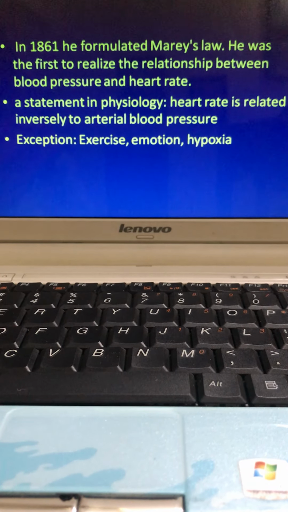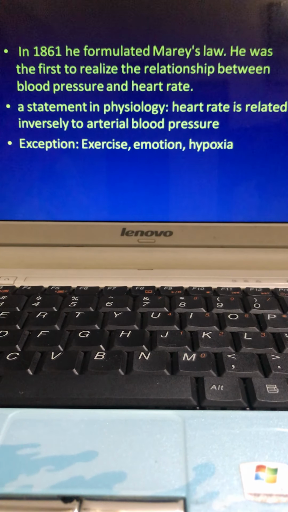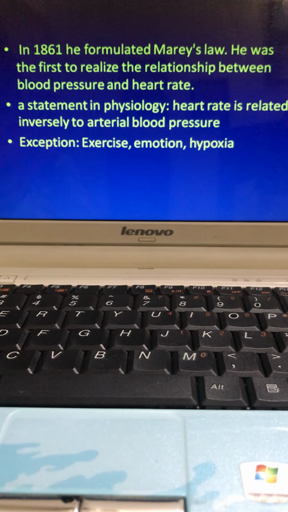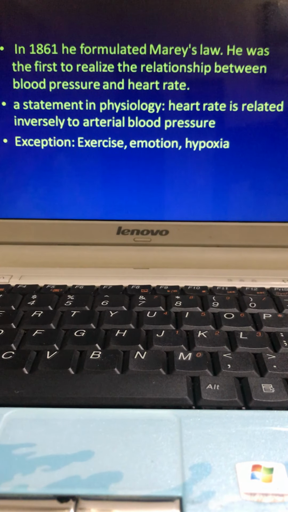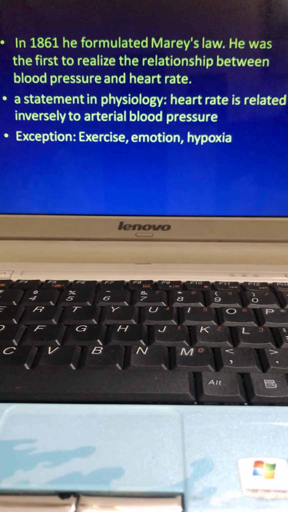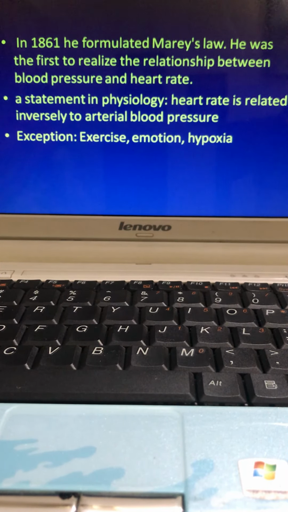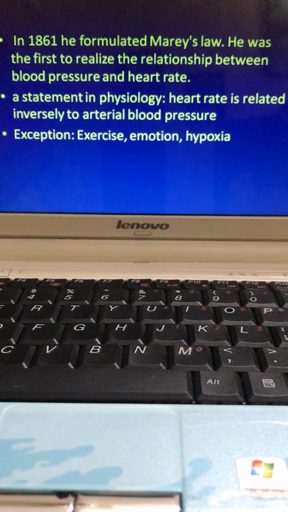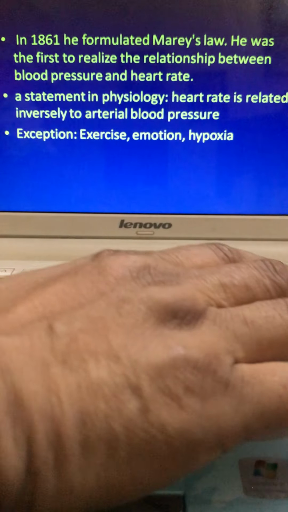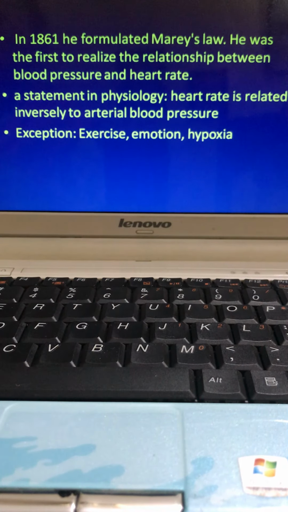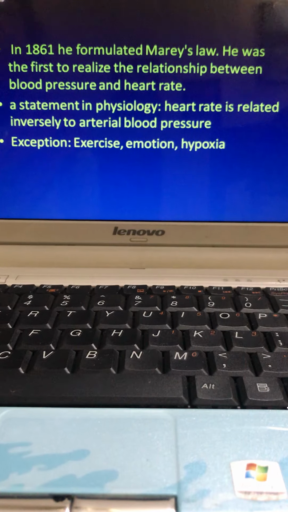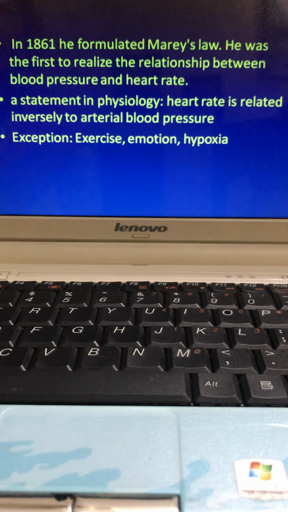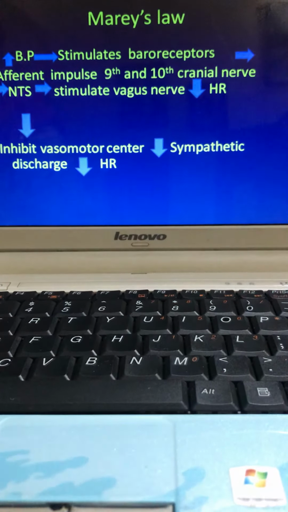Now, this statement, that heart rate is related inversely to the arterial pressure, you just remember about the baroreceptor reflex, because when there is decreased blood pressure, due to the baroreceptor reflex there is increased heart rate, or when there is increased blood pressure, the baroreceptors are stimulated and there is a decrease of heart rate.